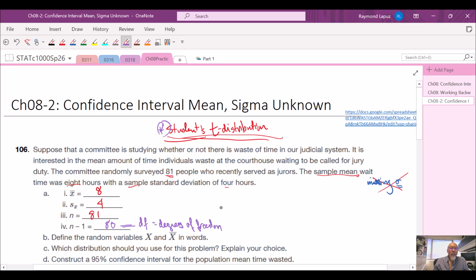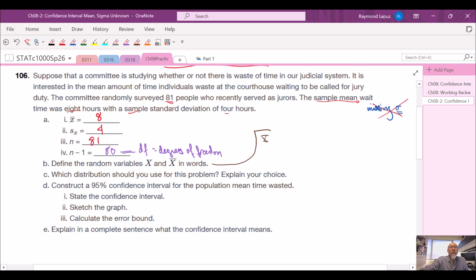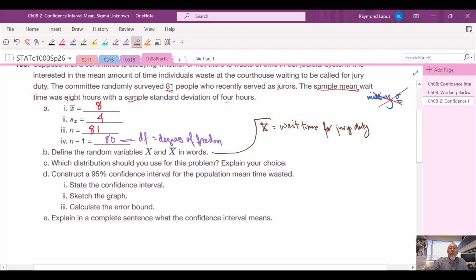All right, define our random variables in words. So let's write that out. Our x is going to be the wait time, not the mean wait time, just the regular wait time, for jury duty. Probably could be a little bit more precise: the wait time for waiting in the courthouse to be called for jury duty. So that's the big one here, x.